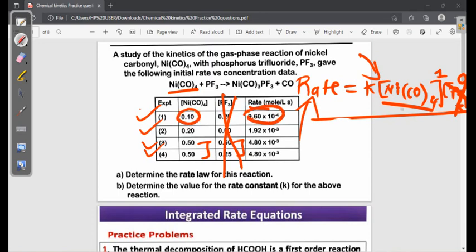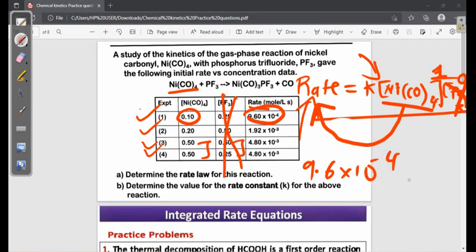So I'll just divide the rate by the concentration, of course taking note of the power that I have. So to the power 1 in this case, it will have no effect. And then my rate will just be... let me consider the first one. So we have 9.6 times 10 to the power negative 4 equal to K.